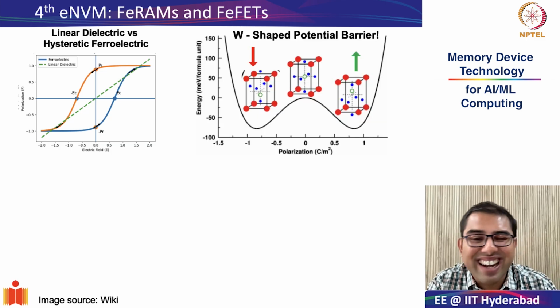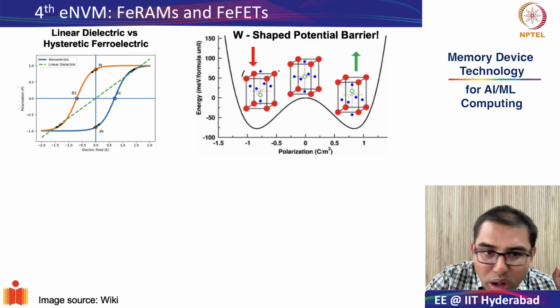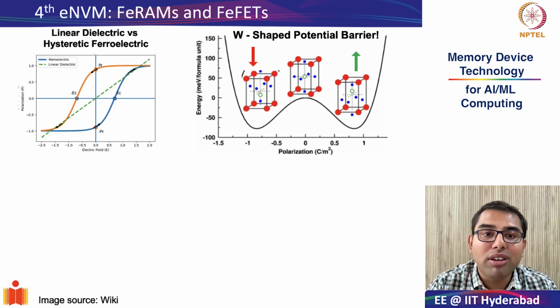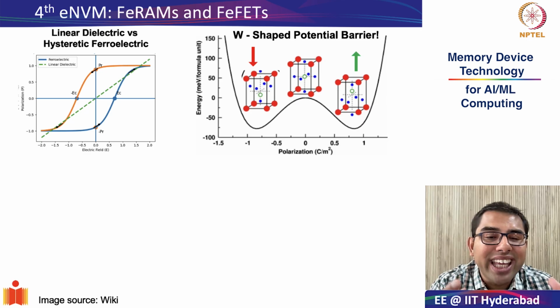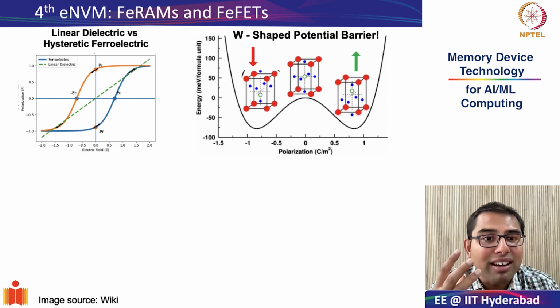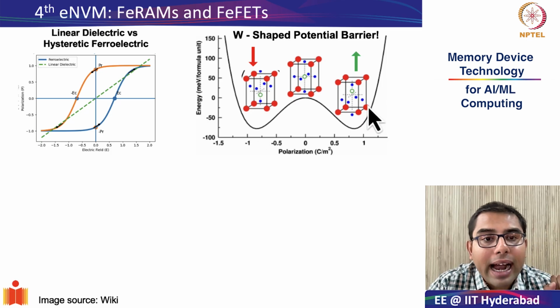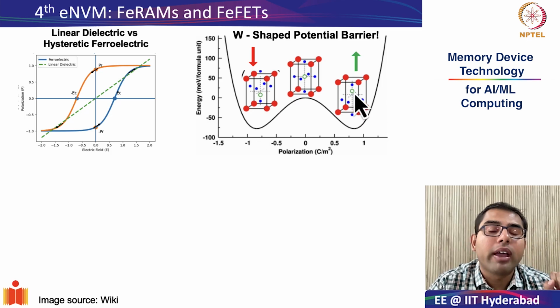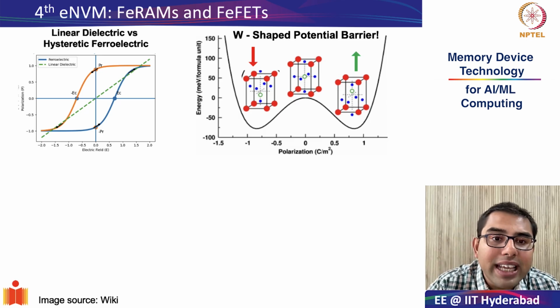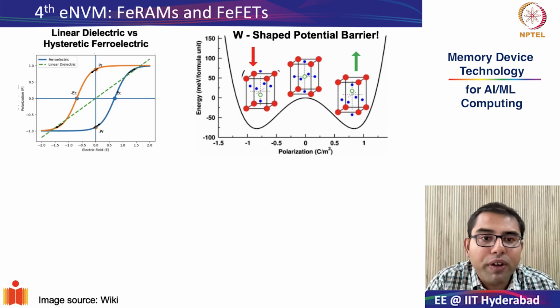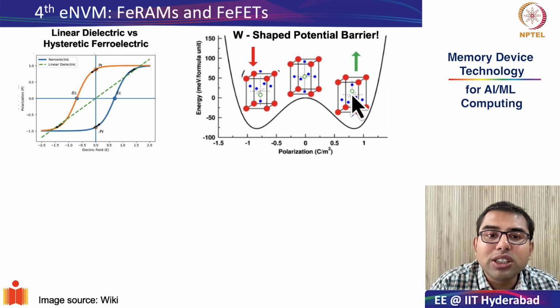And just as we studied in our SRAM section, any hysteresis can also be characterized by your W-shaped potential barrier. But the real question here is, why is this W-shaped potential barrier there? And the answer to this is looking at the switchable ions inside a particular perovskite material. The material in question I have taken is barium titanate. Explaining ferroelectricity for these perovskites is very easy.